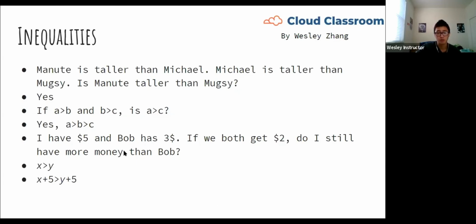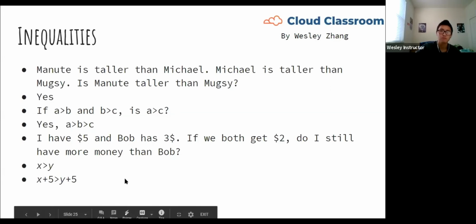And then we add 2 to both. We add 5 to both sides. No, we add 2. Sorry, this should be a 2 here. That's a typo. So we add 2 to both sides, and I'm still gonna be greater than him. We had equal amounts, but I started off ahead of him.